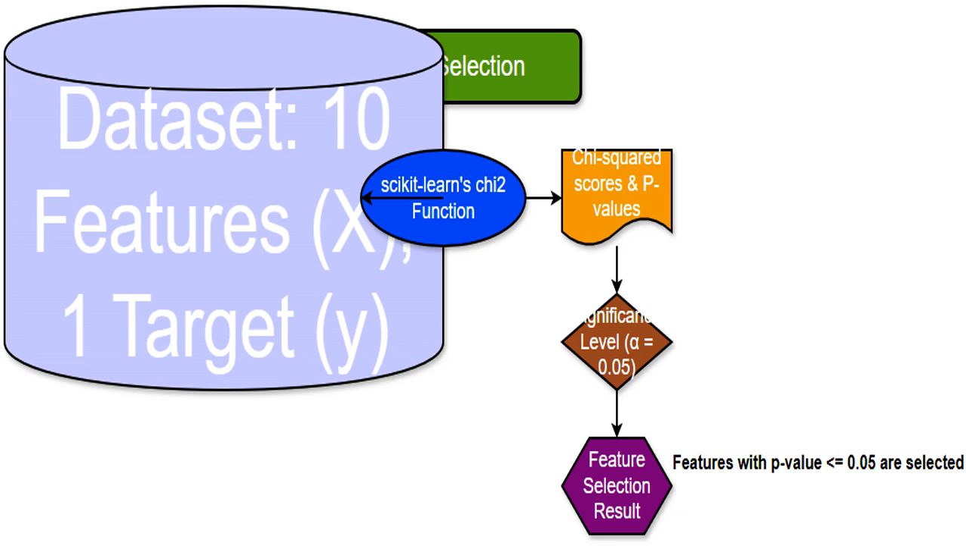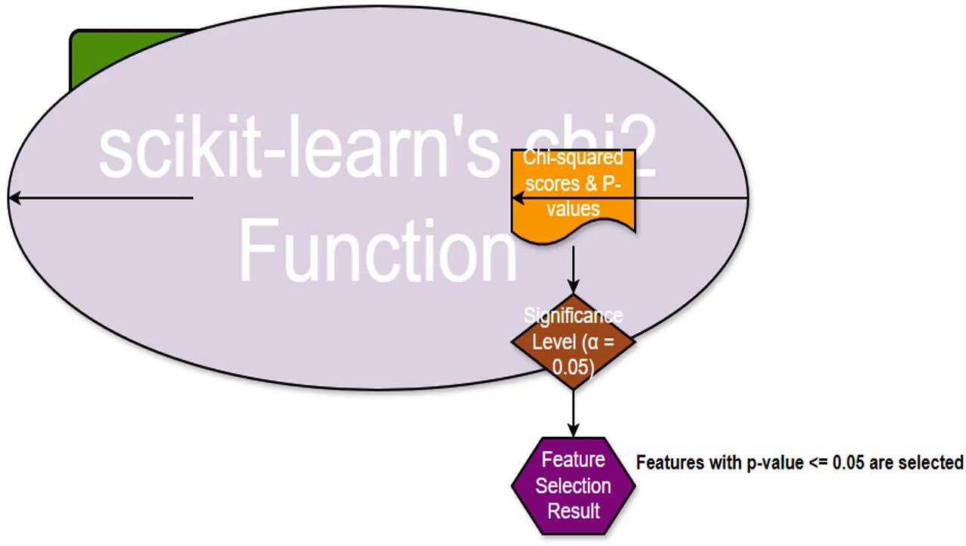0 for no churn, 1 for churn. I want to use the chi2 test to see which of the 10 features best predicts customer churn. I'm using the chi2 function from the popular Python library scikit-learn. This function is specifically designed to help me perform the chi2 test for feature selection. It's a super efficient way to analyze my data.